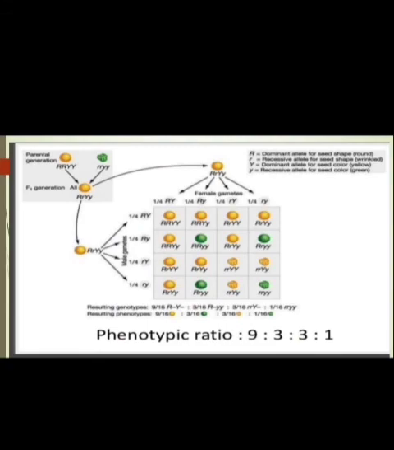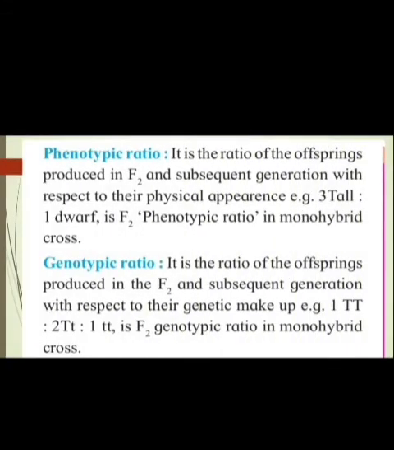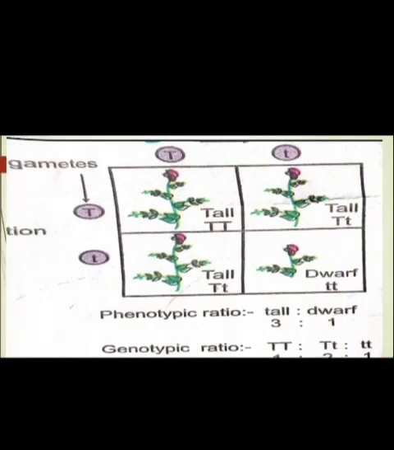The ratios of this cross: phenotypic ratio and genotypic ratio. Phenotypic ratio is the ratio of the offspring produced in the F2 generation with respect to their physical appearance, that is 3 tall, 1 dwarf. We just saw the genotypic ratio, that is the genetic constitution. See once again, in the F2 generation, out of these 4 plants, if we look externally, 3 plants are tall plants and one is a dwarf plant. So the phenotypic ratio is 3 tall and 1 dwarf.